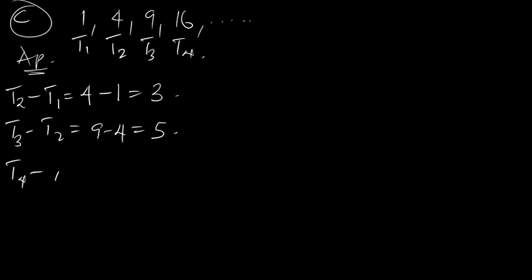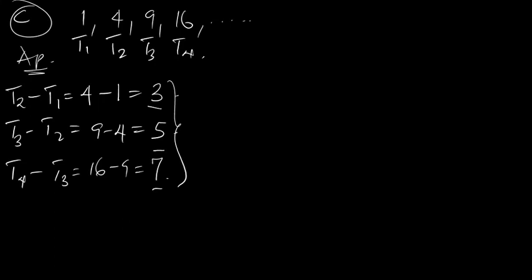The fourth term minus the third term will give you what? 16 minus 9, which is what? This will give us 7. So if you check, you notice that there is a variation. There is no common difference. You have 3, 5, 7. So there is no common difference.